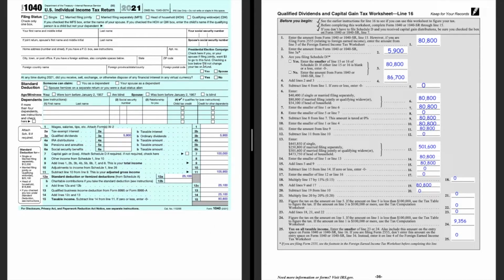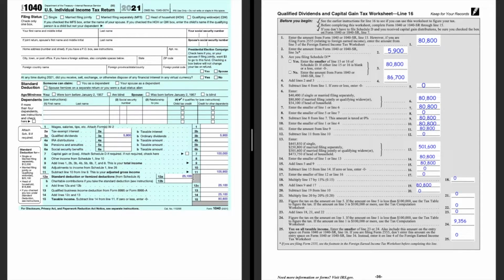Based on the example numbers, I use the 1040, and also another form called the Qualified Dividends and Capital Gain Tax Worksheet. This is one of the worksheets for the 1040 where you can calculate the tax amount. Here you can see the qualified dividend is here. Qualified dividend is part of the ordinary dividend, so you put the number here. Then you have a capital gain, and here you put the long-term capital gain of $100,000. Then you get your adjusted gross income of $105,900.